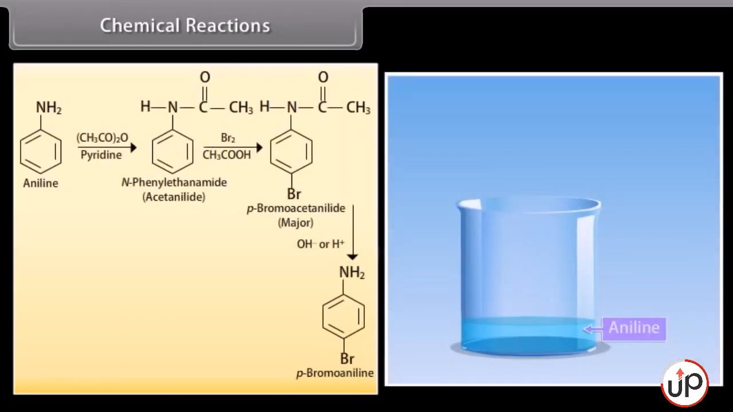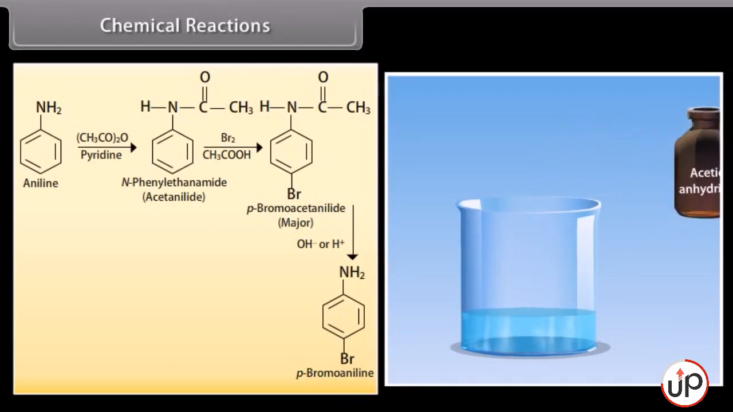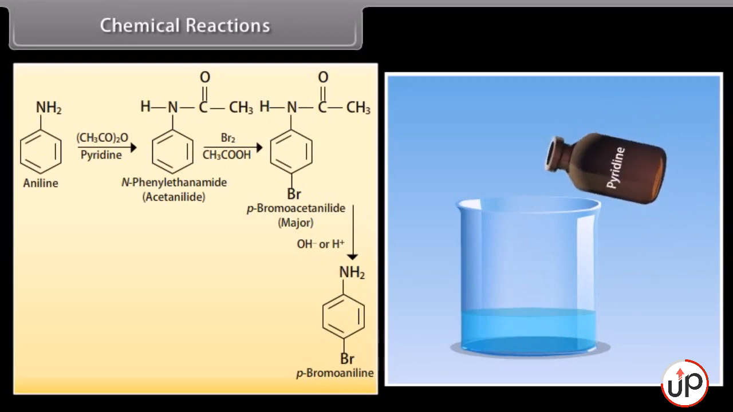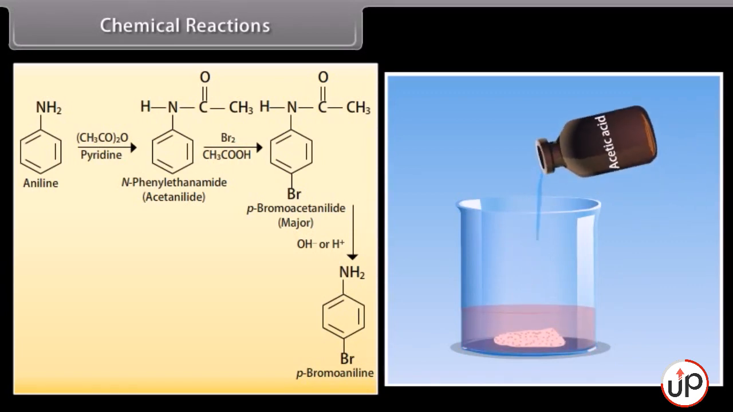Aniline reacts with acetic anhydride and pyridine and forms acetanilide. Now add bromine water and acetic acid and it produces para-bromoacetanilide, which is followed by hydrolysis to yield para-bromoaniline.